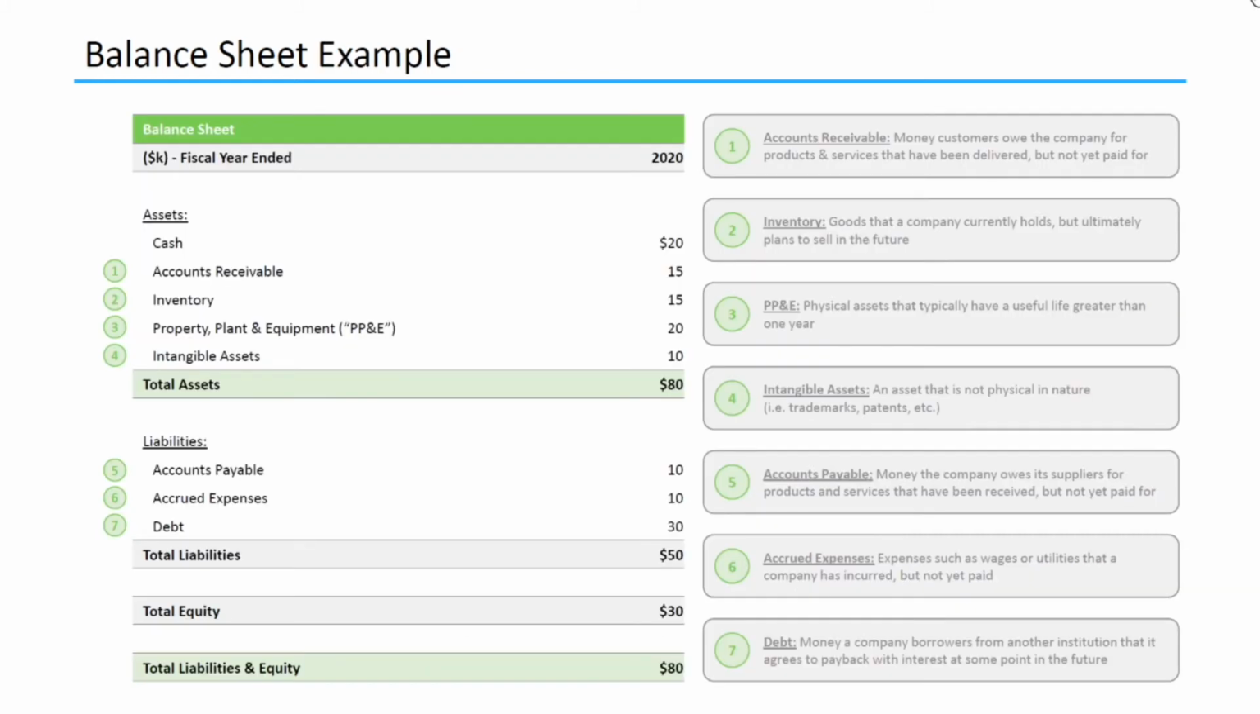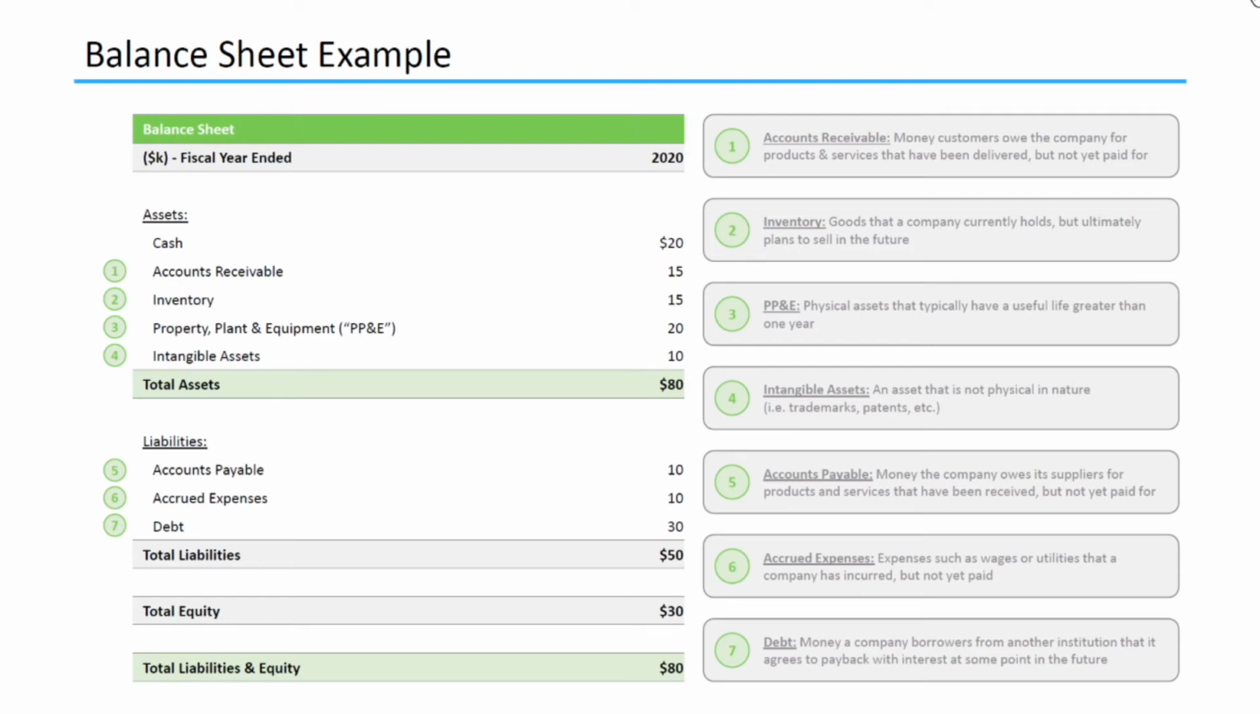Now that we have an idea for what the balance sheet is, let's take a look at an example statement. As I said before, the three main categories in the balance sheet are assets, liabilities, and equity. So starting off with assets, the first line item or row that you'll typically see is the amount of cash a company owns. Next, you will typically see accounts receivable, which outlines the amount of money customers owe the company for products and services that have been delivered but not yet paid for.